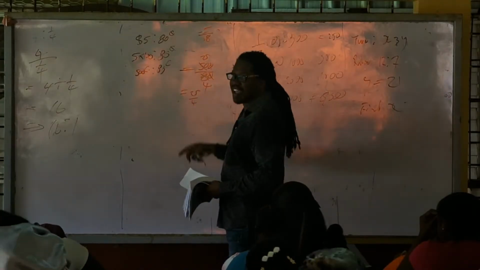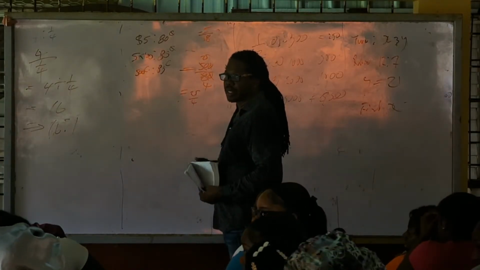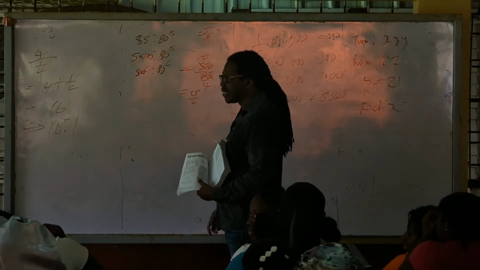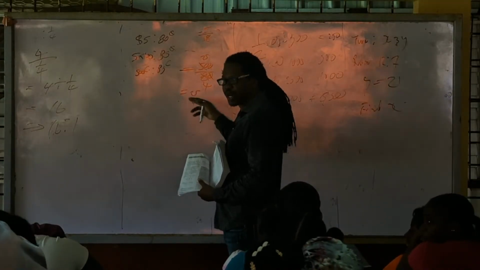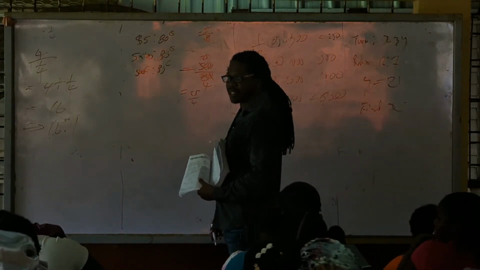2 can go into 25. Change to an improper fraction. No, it's a ratio, it's per. A mixed fraction and no per.